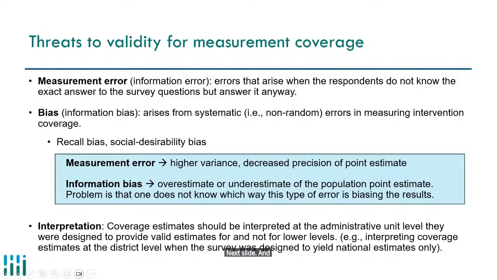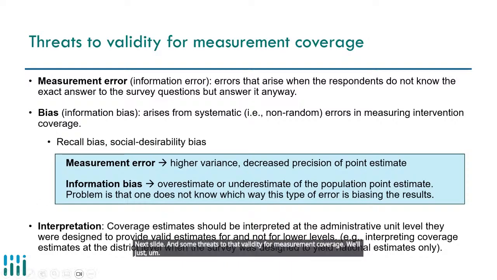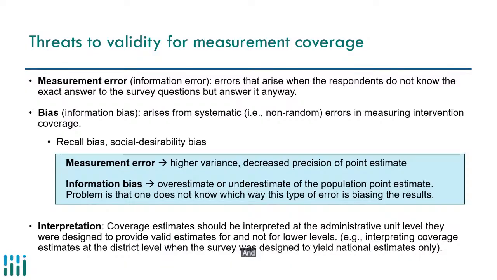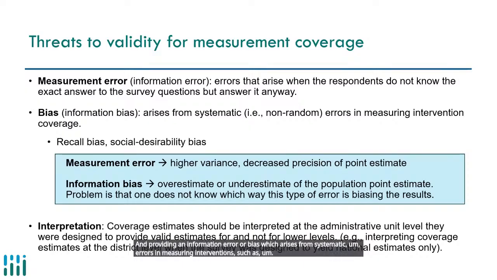And some threats to that validity for measurement coverage. I'll quickly cover that. There is measurement error, which arises when respondents don't know how to answer a survey question but answer it anyway, and there is information error, or bias, which arises from systematic errors in measuring interventions, such as questions that may be biased by social desirability and so forth. With measurement error, this causes imprecision around the point estimates.